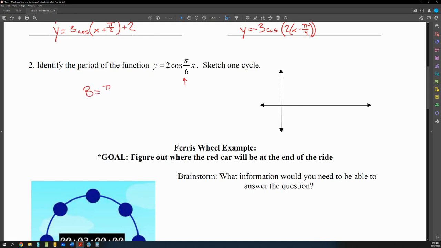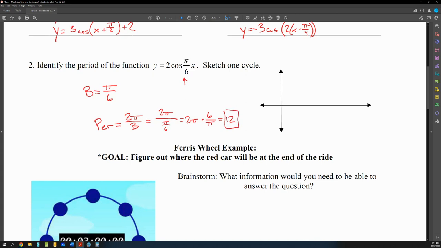So I'm going to go ahead and write b is equal to pi sixth. And I also know that the period is equal to 2 pi over b in radians. So then this must be equal to 2 pi over pi sixth. Well, when we're dividing by pi sixth, this is the same as multiplying by the reciprocal. So we have 2 pi times 6 over pi. Our pi's cancel, and we're just left with 12. So our period here is 12 units.